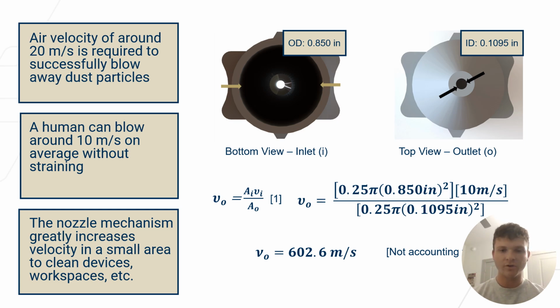Now after running these calculations and comparing the two areas and multiplying that times the inlet velocity of an average of 10 meters per second, we see a great increase in the output velocity with this product. Not even accounting for pressurized air such as in a compressed air can. But I would also like to point out this is not accounting for losses due to friction, which might be very realistic in this case, which might be the result of seeing a much larger velocity of air coming out of the outlet.